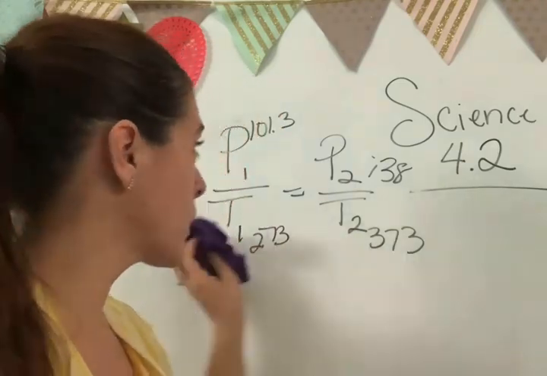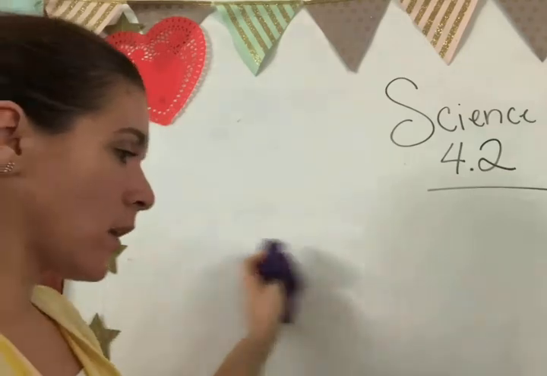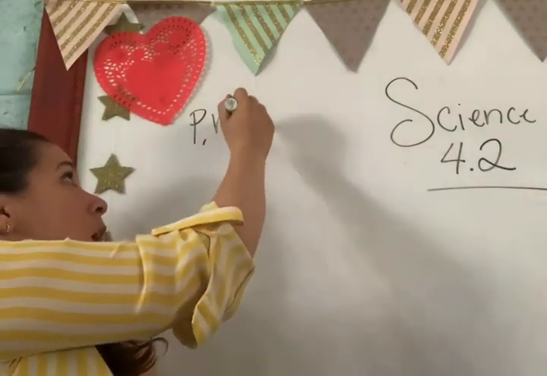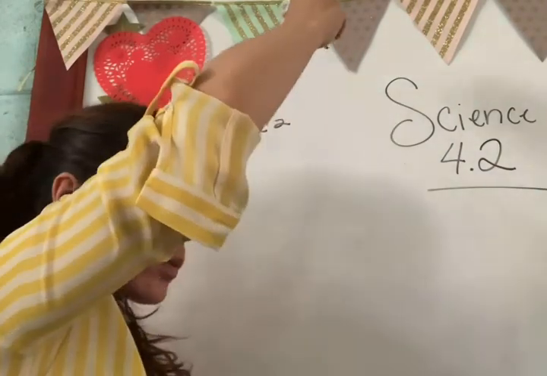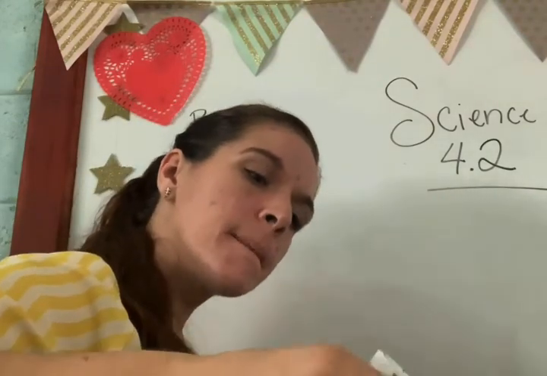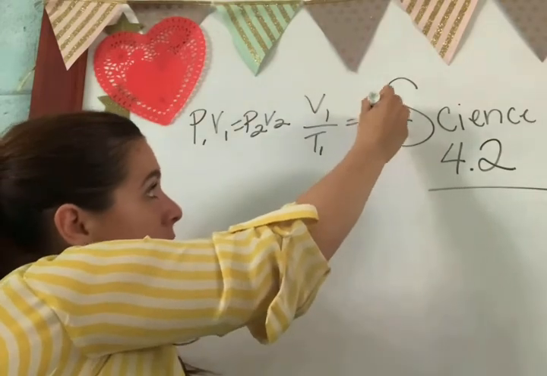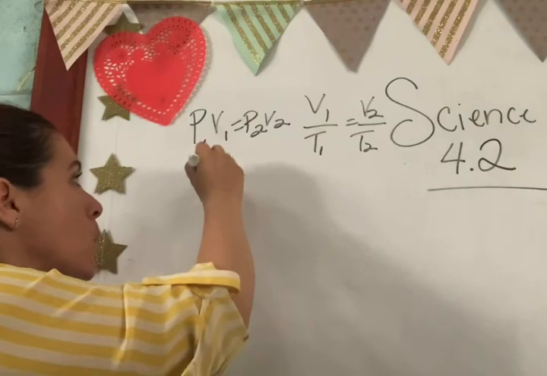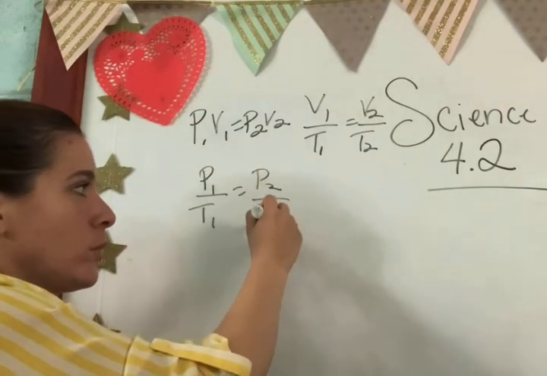So look at practice 4.2a. You have to decide what formula you're going to be using. Okay, so let's write our formulas up here. Boyle's law, P1 V1 equals P2 V2. Charles' law, which was V1 over T1 equals V2 over T2, and then Amonton's law, which is P1 over T1 equals P2 over T2.